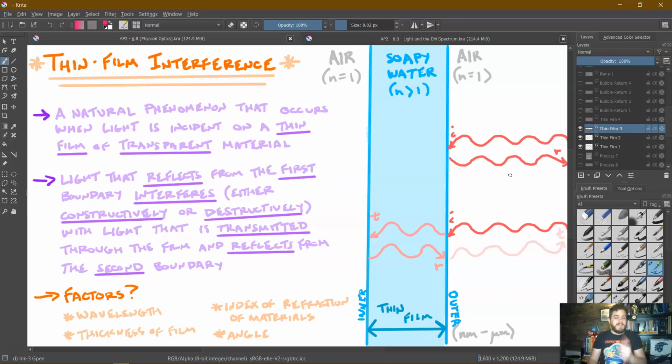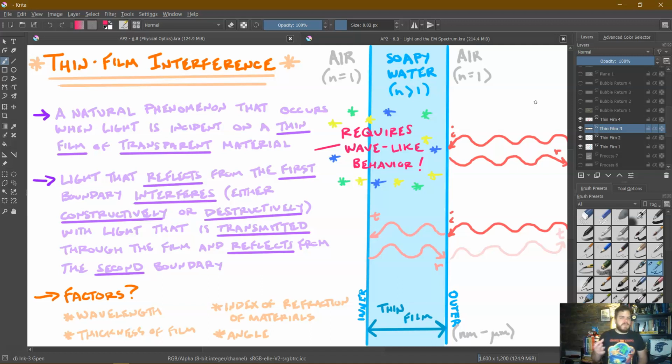So there are many, many different factors there, but the really key point is that for this to occur, light must behave like a wave. Thin film interference is not possible if light behaves like a ray, because interference, which occurs when we've got two waves occupying the same space at the same time, requires waves. If you've got particles, they cannot do that.